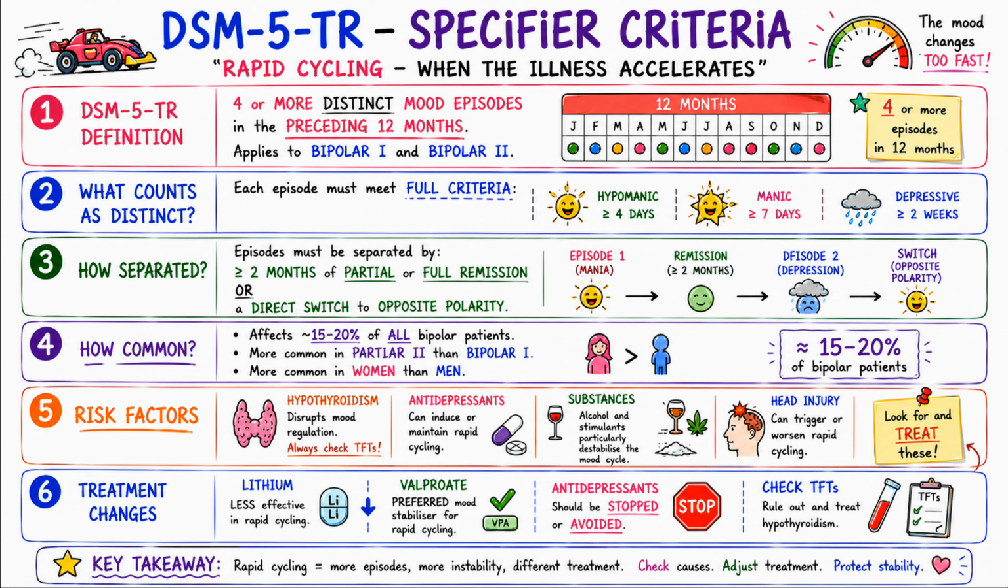How does treatment change? Lithium is less effective in rapid cycling than in standard maintenance. Valproate becomes the preferred mood stabilizer. Lamotrigine can help if depression is the dominant pole, and the first intervention is often simply stopping the antidepressant.